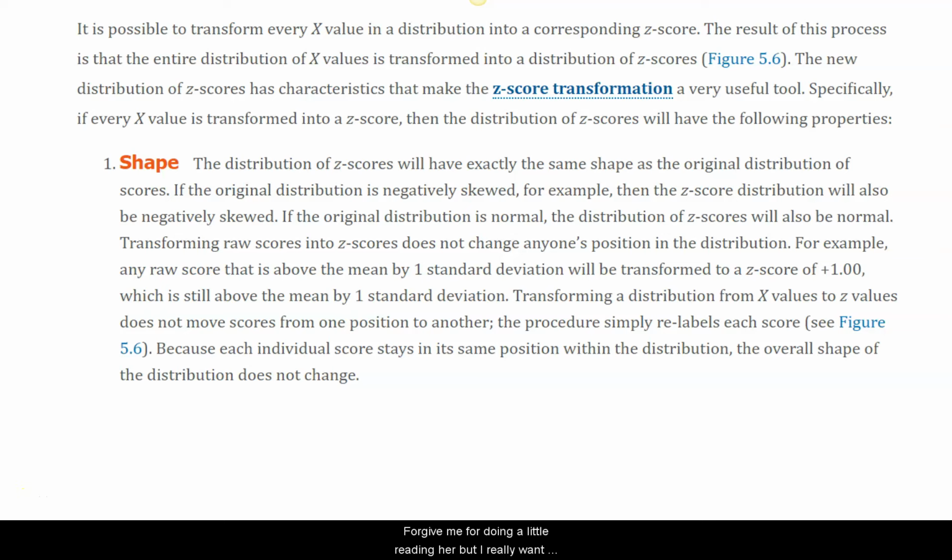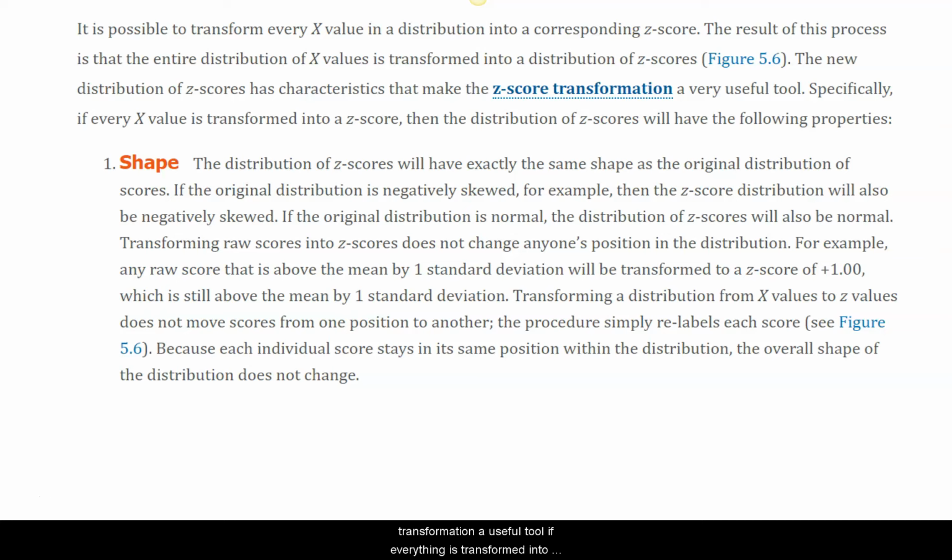Forgive me for doing a little reading here, but I really want to reorient what this is all about. It's possible to transform every value in a distribution into a corresponding z-score. And of course, there'll be fractions sometimes, decimals. The result of this process is that the entire distribution of values is transformed into a distribution of z-scores that balances out with negatives on the left and positives on the right. The distribution of z-scores has characteristics that make the z-score transformation a useful tool.